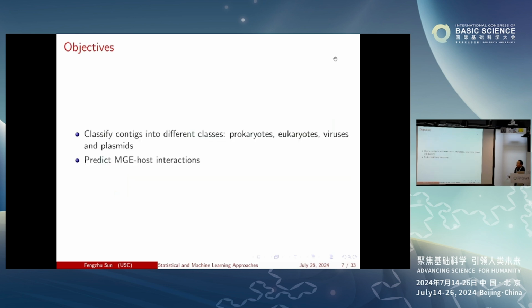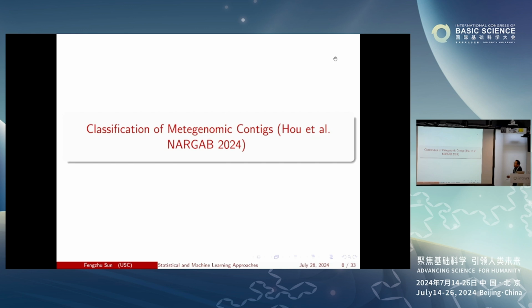Okay, so now in this talk, I will concentrate on the computational method to classify contigs into different classes, including prokaryote, eukaryote, viruses, and plasmid. And we also want to talk about how do we predict mobile genetic elements and host interactions. Okay, so I will mainly talk about a recent publication on the classification of metagenomic contigs that was published a few weeks ago.